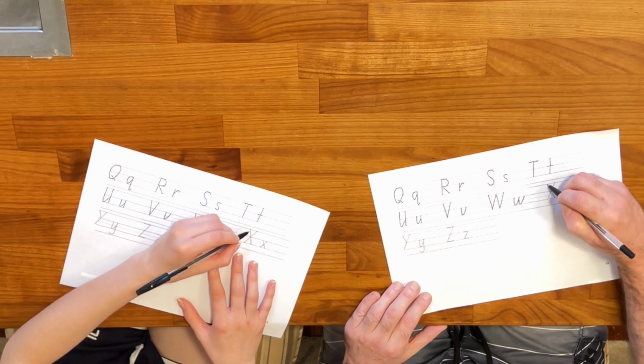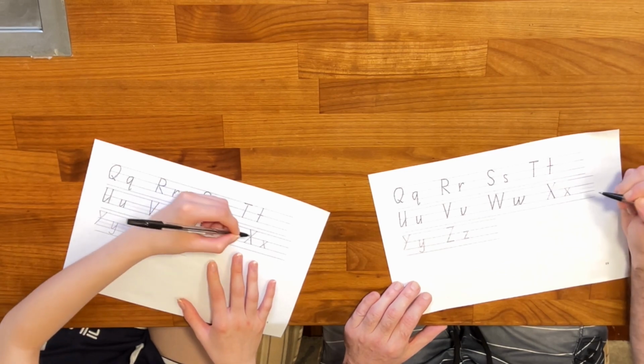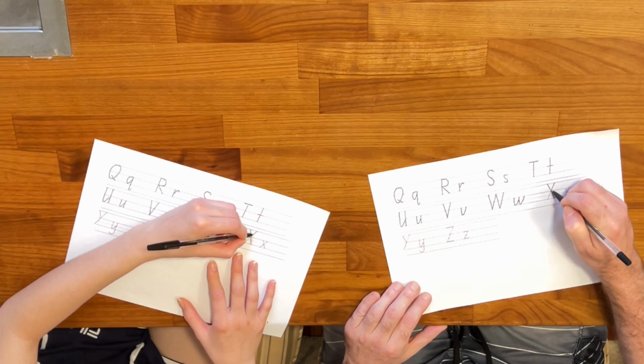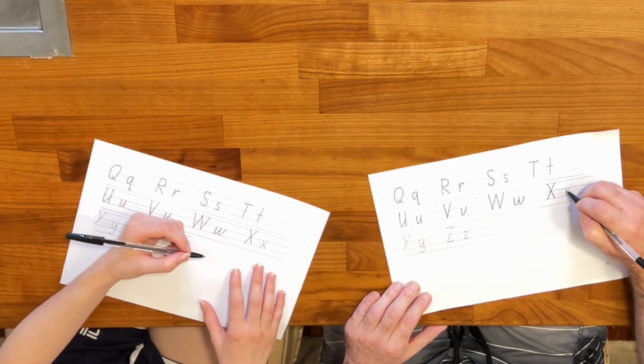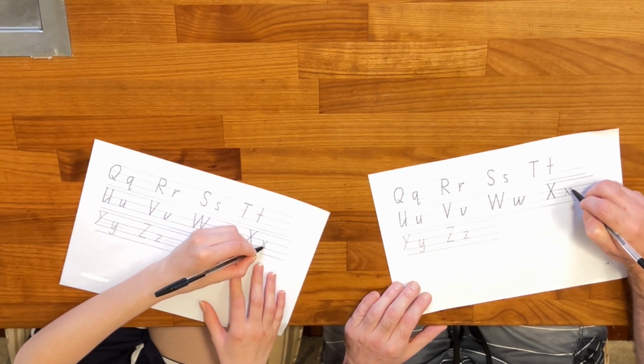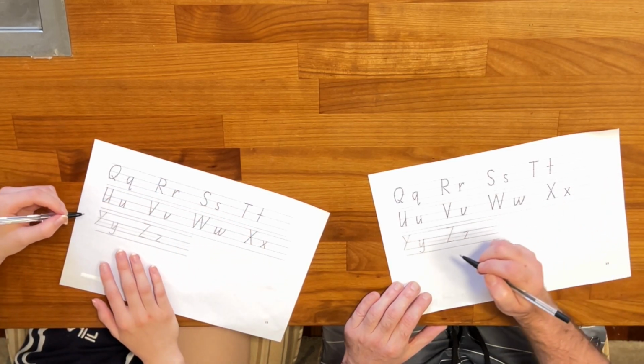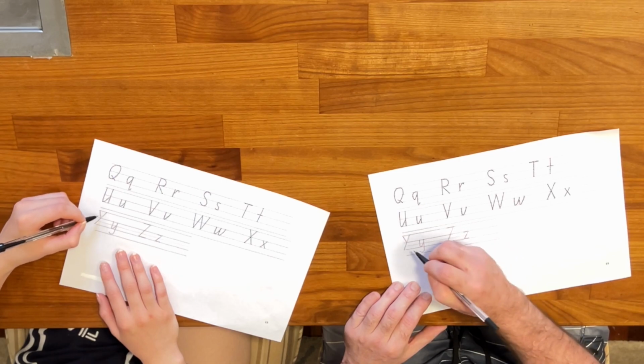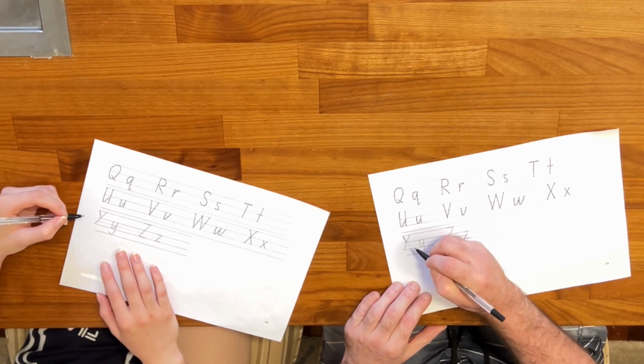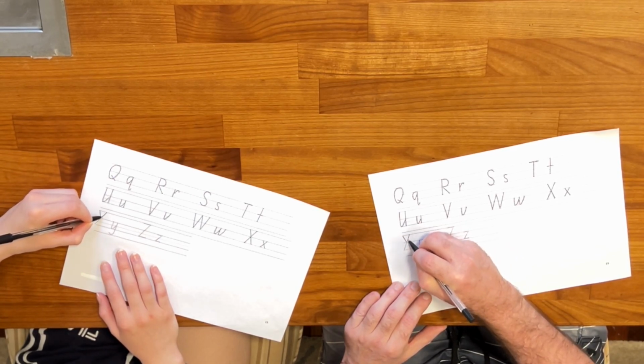From the top down, lift your pen, from the top down. And the small x the same, from the top down, lift your pen, from the top down. Y, we're going to do the diagonal first, top down, then we're going to start the long line, top down.